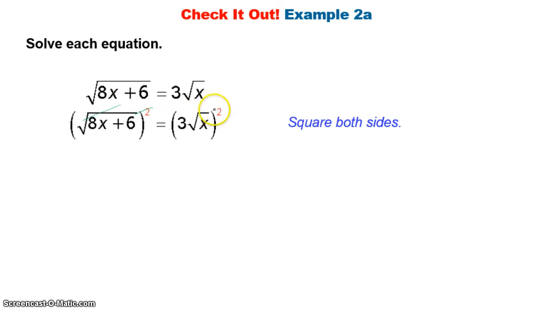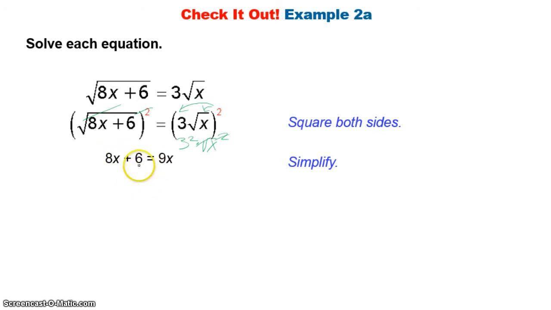Now, one extra step you're going to have to take over here. Your square must be applied to the 3, and it will also be applied to the square root. So in essence, you're going to have to take that 3 and square it, and you're going to take the square root of x and square it because they are connected by multiplication. So over here, you're left with the x plus 6, and then over here we get 3 squared, which is 9, and then the root and our square cancel, and all we have is the x.